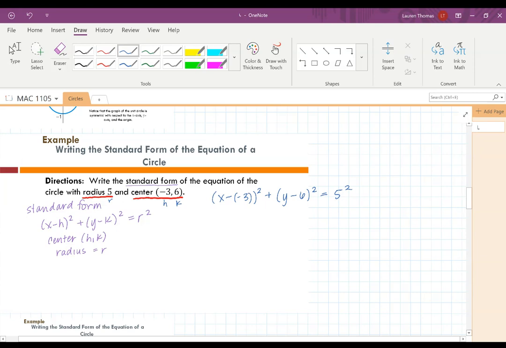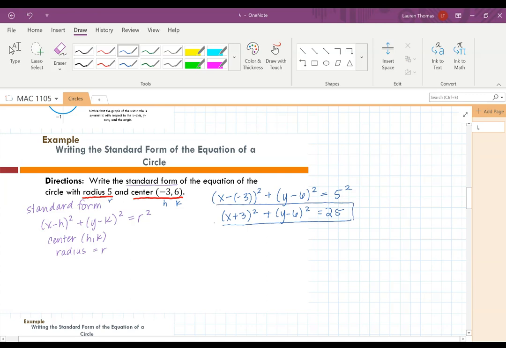Now we're not going to leave it like this, we're going to simplify it. Remember, we're going to use order of operations, which says you do anything inside of parentheses or grouping symbols first. So we have this negative times a negative, and anytime we have that, it gives us a positive. So we have (x plus 3) squared plus, as we look inside this parentheses, there's nothing else we can do, it's just (y minus 6) squared, equals, and then at the back we have 5 squared, which we know is 25. So we've plugged in our center and our radius, and this is our answer. This is our equation in standard form.